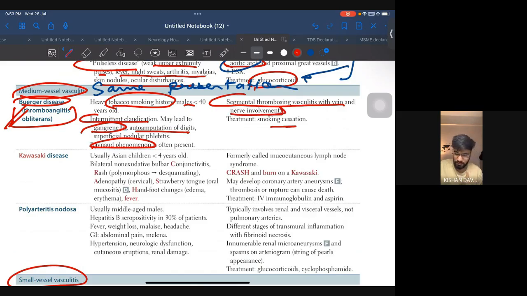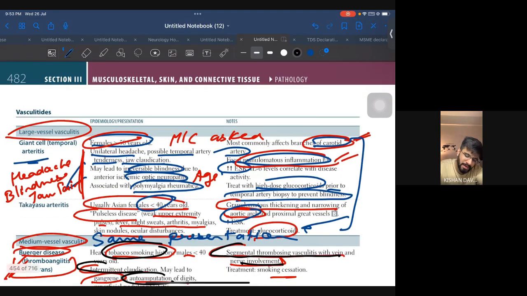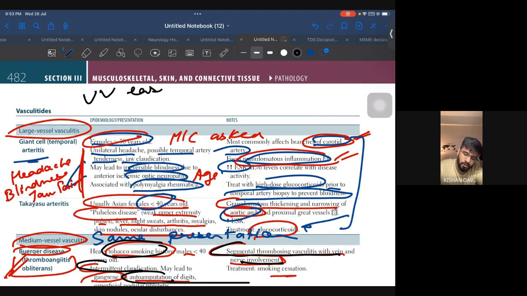So here what you have to remember is segmental thrombosing vasculitis with vein and nerve involvement. Second point, they will give you heavy smoker, and third they will give you amputation or else they will give you claudication. Okay, so these 3 points they will be giving you. Okay, just by reading you should know what type of vasculitis they are talking about. Okay, vasculitis are very easy and good to score. They are score boosters. There should be no mistake in this. Okay, they are score boosters.